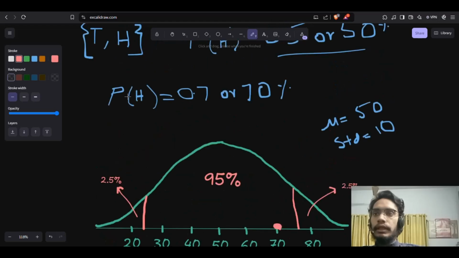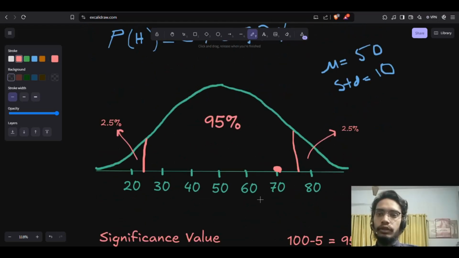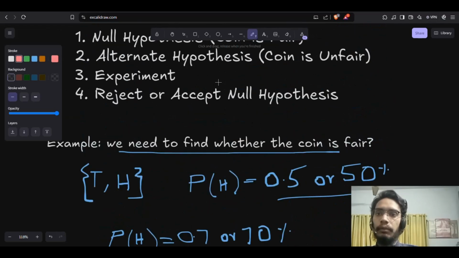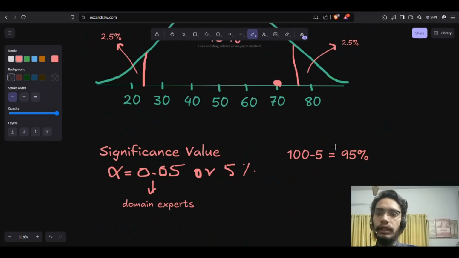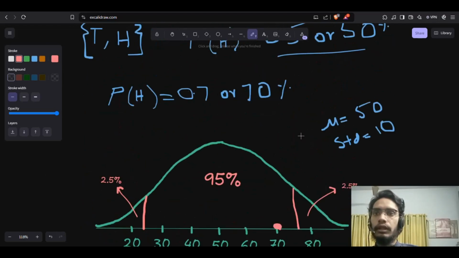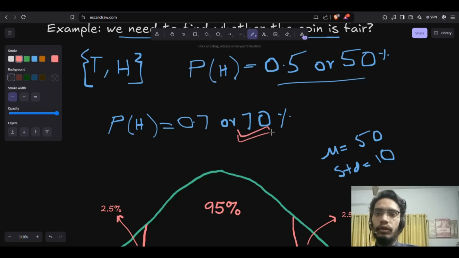Now, in this case, say I got 70%, right? So you can say that 70 times you got head. Then you can easily say, okay, I accept my null hypothesis, which is that the coin is fair. I would say that the coin is fair, right? Because I got 70%, so I can say the coin is fair.